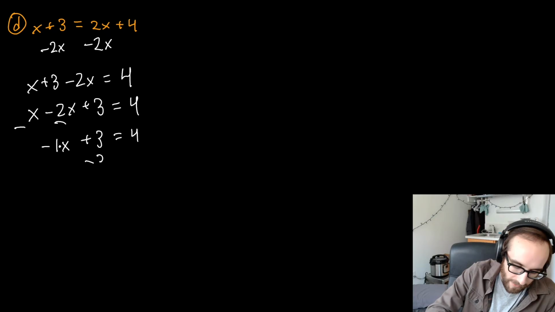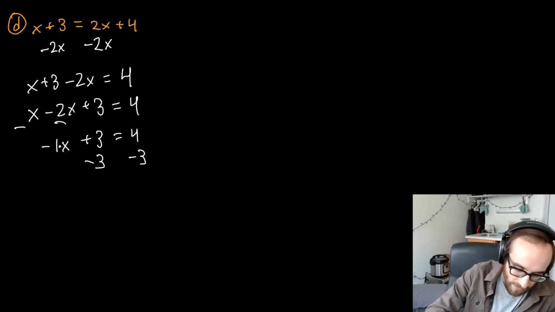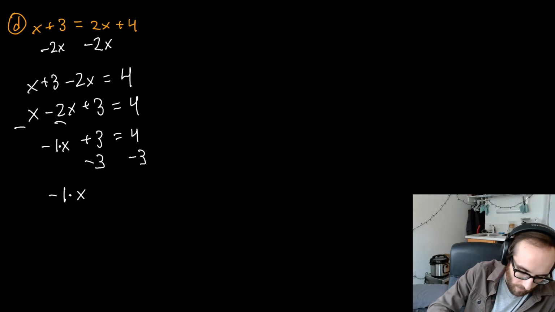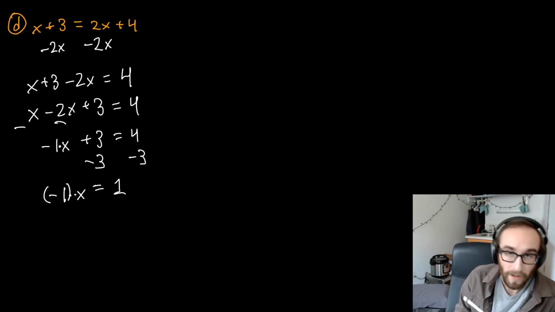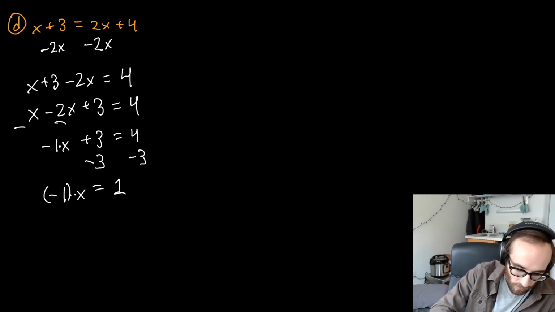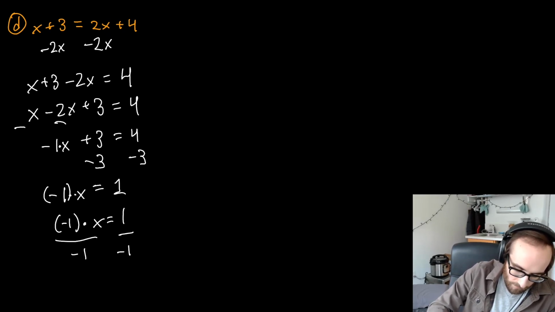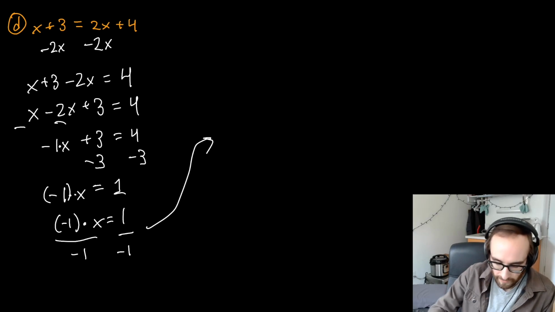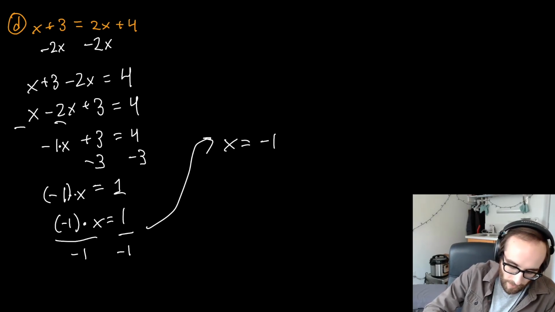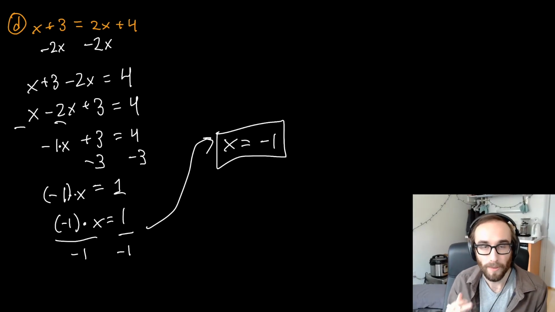And then to try and get our x by itself, I'm going to subtract that 3 from both sides. We have negative 1 times x. Actually, I'll put that in parentheses. Negative 1 times x equals 1. And then finally, we're multiplying x by negative 1, so we're going to divide both sides by that negative 1. So to finish up, 1 divided by negative 1 is negative 1. So x equals negative 1 for this example.